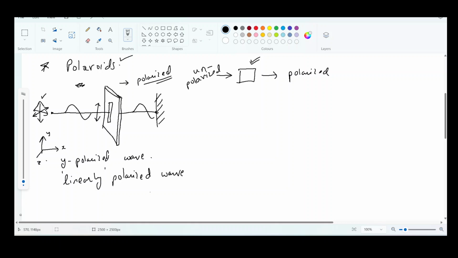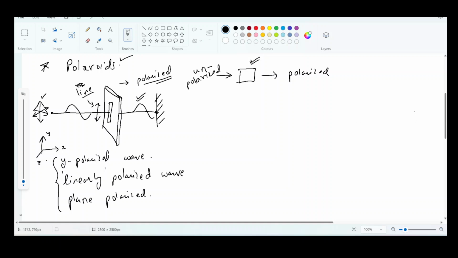So linearly, the word linearly comes here because you see this line over here. This is like a line, and hence the word linearly. One more word for this is plane polarized. All three names apply to the same wave that you see over here. So in the exam, if you encounter such words, don't get confused. This is what they mean.